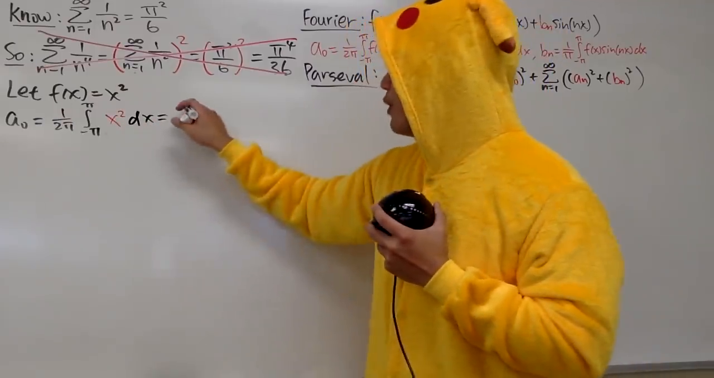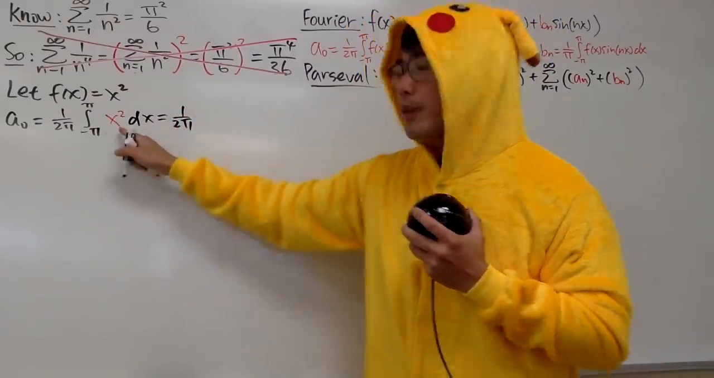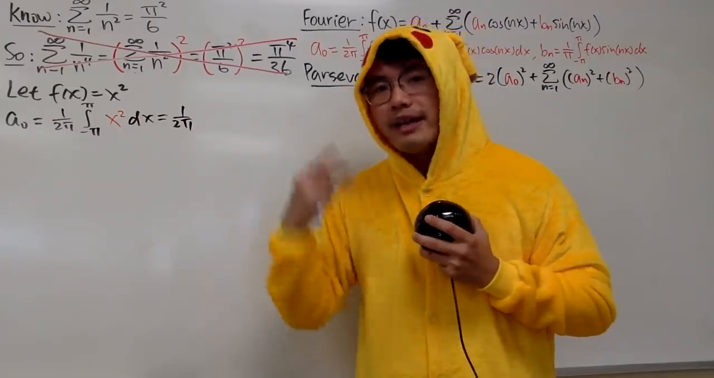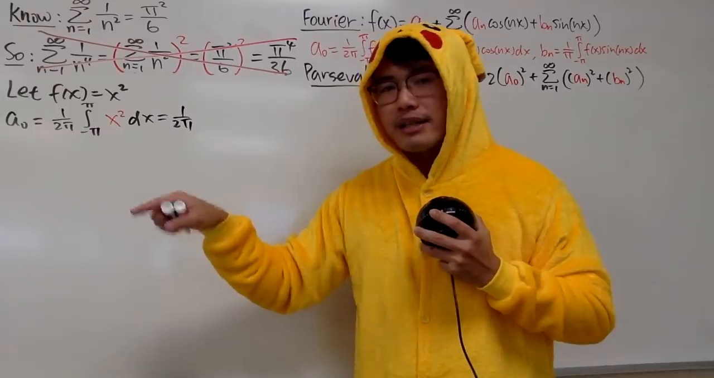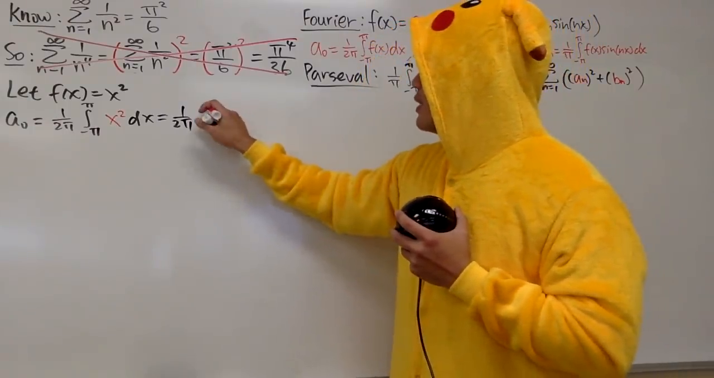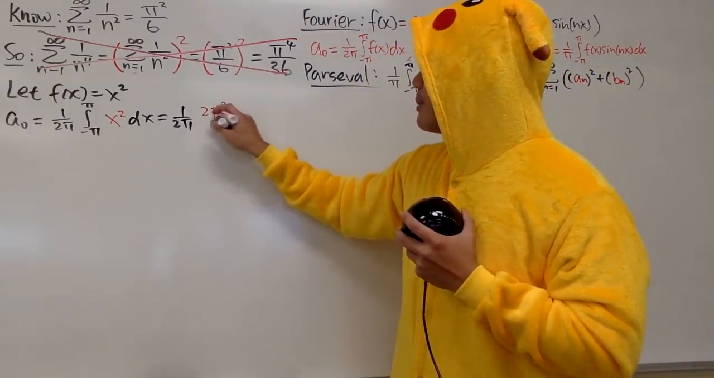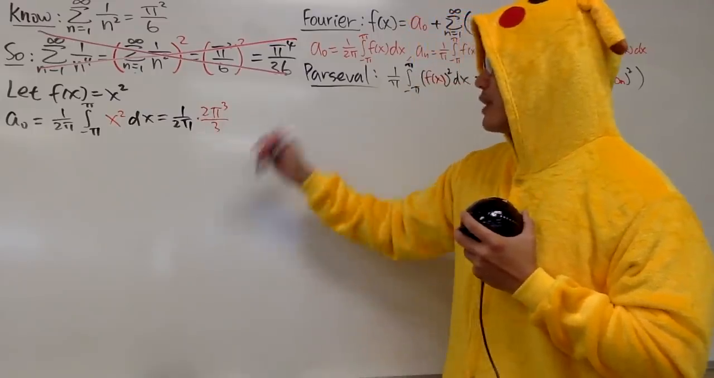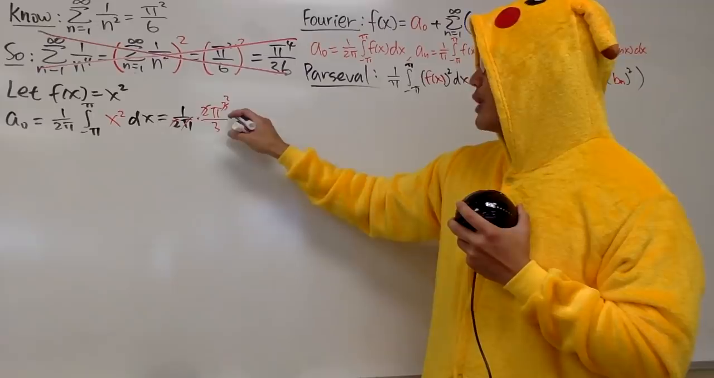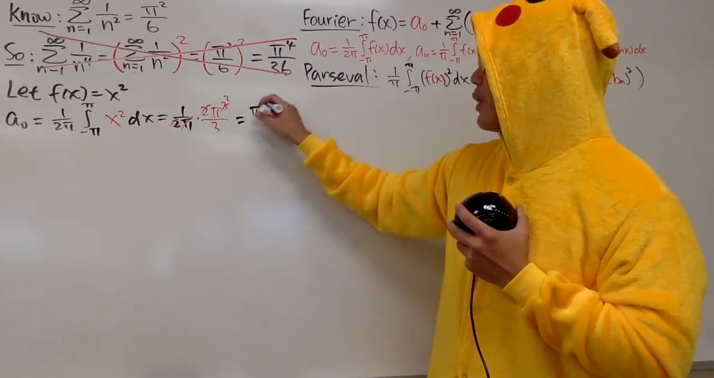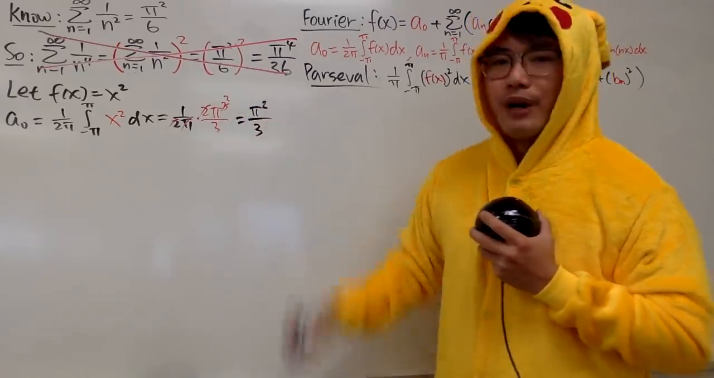First of all, we have the 1 over 2 pi all the way in the front, and then when we integrate x to the second power, we get x to the third power divided by 3. Plug in pi, plug in negative pi, and we subtract. We will end up with 2 pi to the third power over 3, like this. And then we can cancel things out a little bit. So we get pi to the second power on the top over 3 for a0.